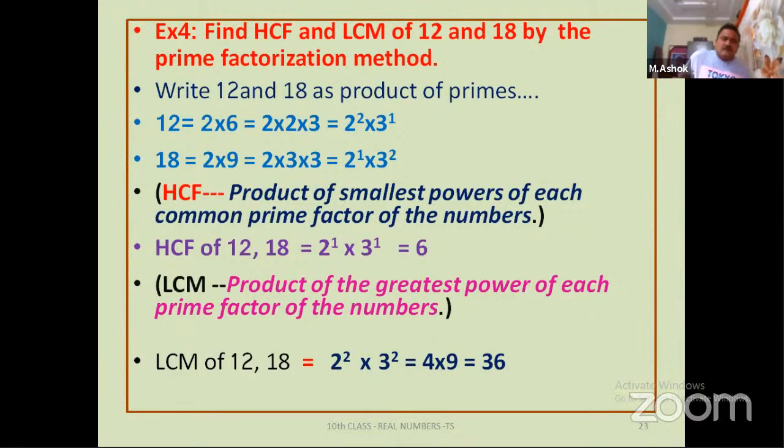That is one of the topics in formative assessment. There we will write creative new problems. So based on this, you have to create new sums as well as solve them. So this is a way to find HCF and LCM using the prime factorization method. So we will solve one more sum.